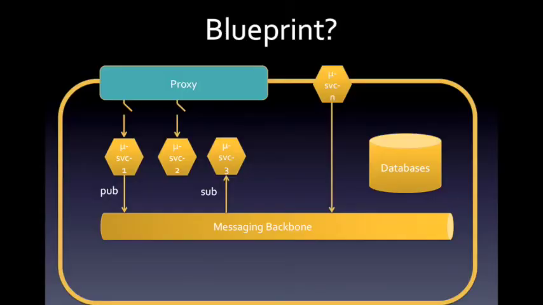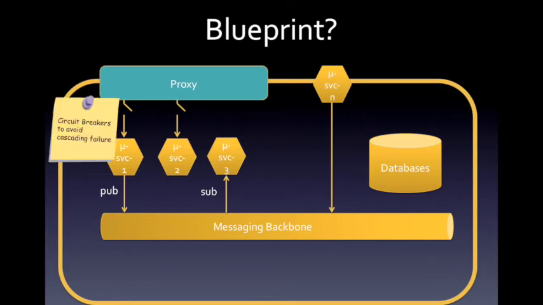Let's take a stab at defining a blueprint. So what do we have here? Notice we have these circuit breakers to avoid cascading failure. This is extremely important: you prevent cascading failures and you fail fast.